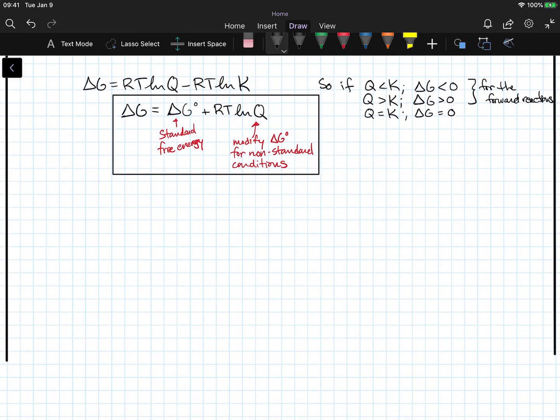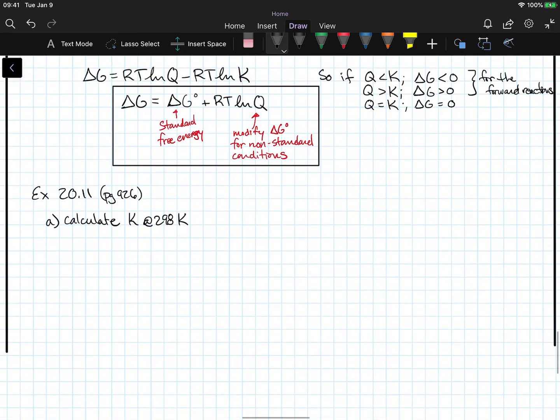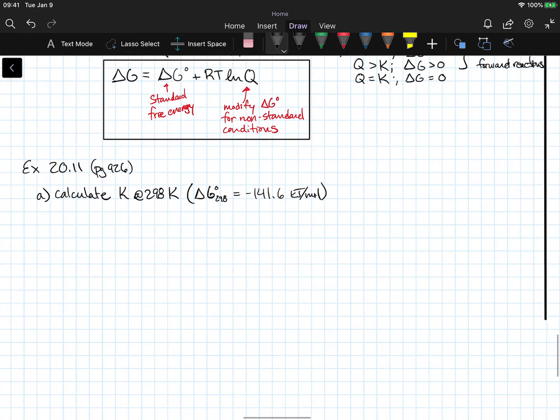So let's do a quick practice problem with this. This is example 20.11 in the textbook, on page 926. Part A is saying we need to calculate K at, this is going to be confusing, 298 K. So we're calculating the equilibrium constant K at 298 K, given a standard delta G naught at 298 equal to negative 141.6 kilojoules per mole. Again, Gibbs energy is typically given in kilojoules per mole because it's a large value.